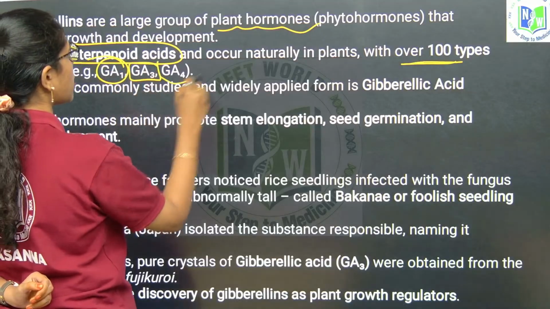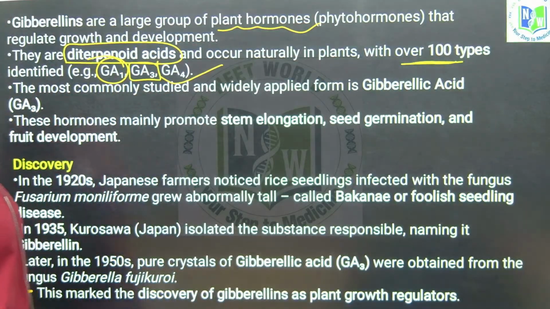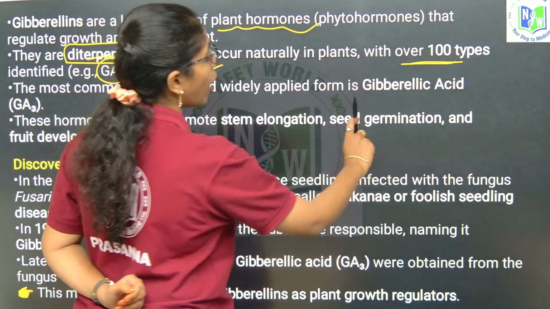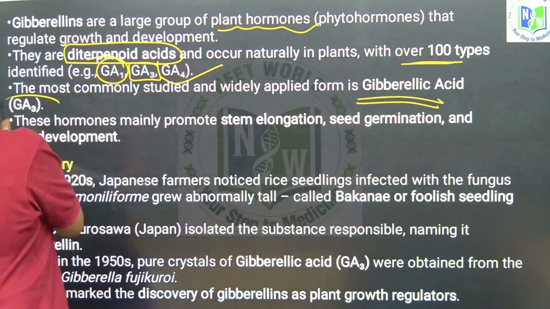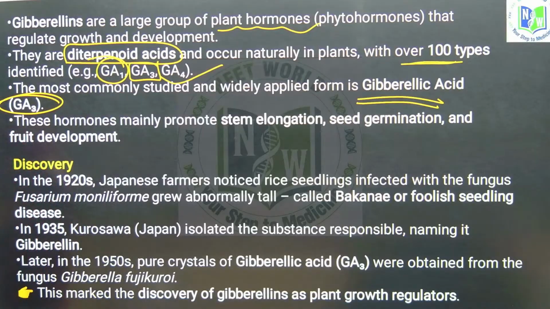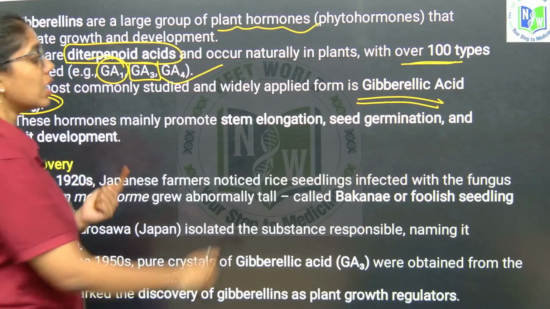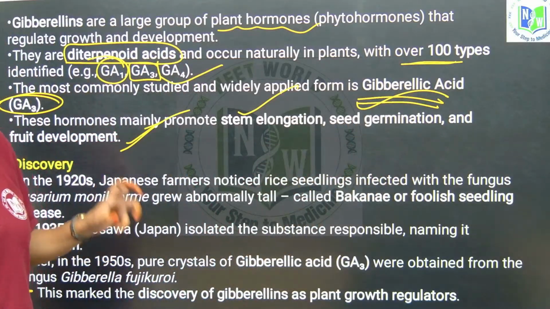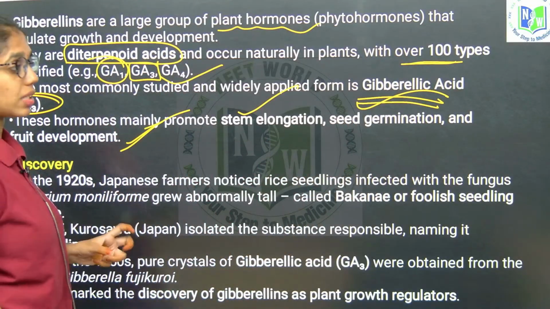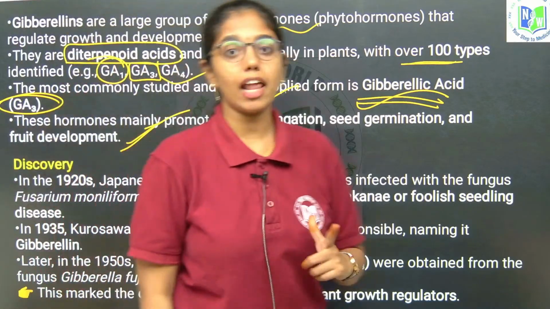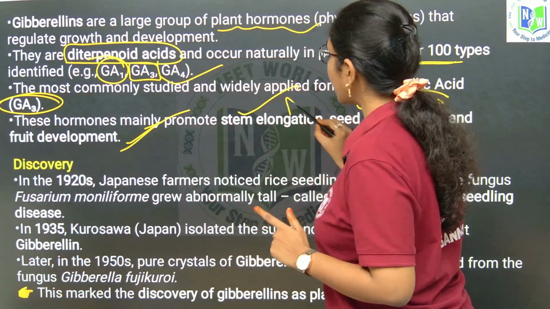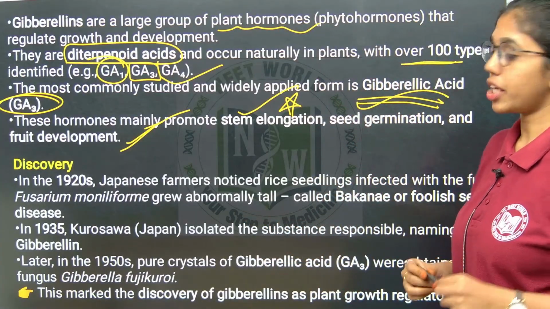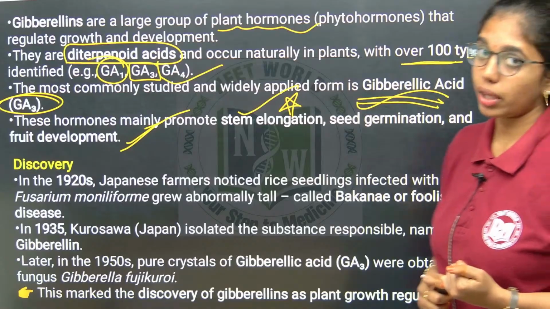This is the first identified gibberellic acid. The most commonly studied and widely applied form is what? Gibberellic acid 3. These hormones mainly promote what? Stem elongation, seed germination and fruit development. These are the major functions of gibberellic acid. Stem elongation or cell elongation is the most important function of gibberellic acid. Second is seed germination, and third is fruit development.